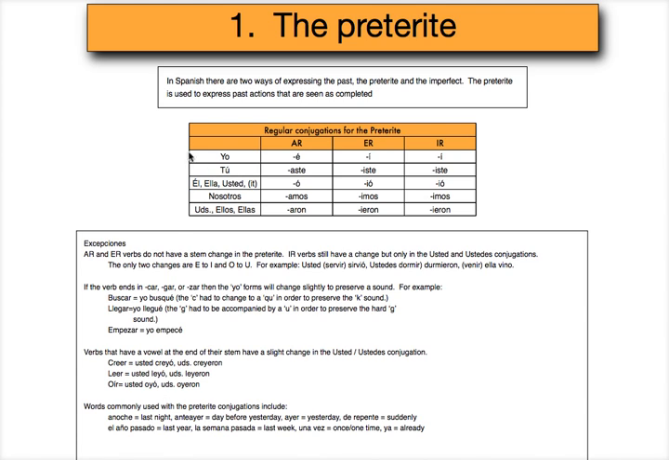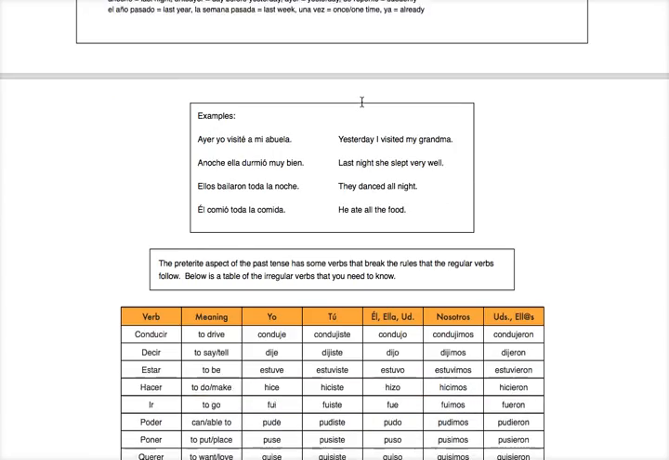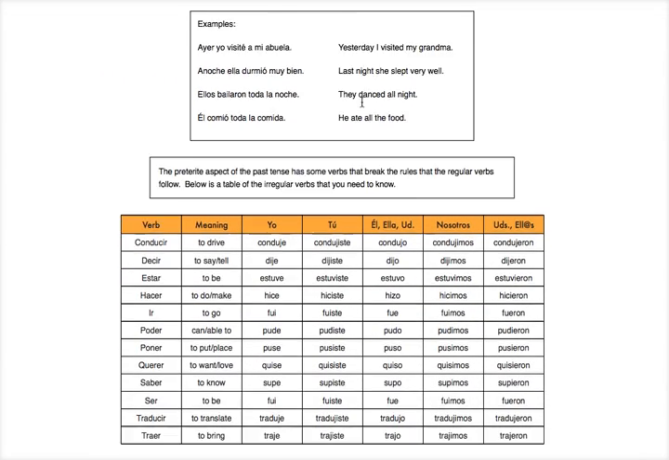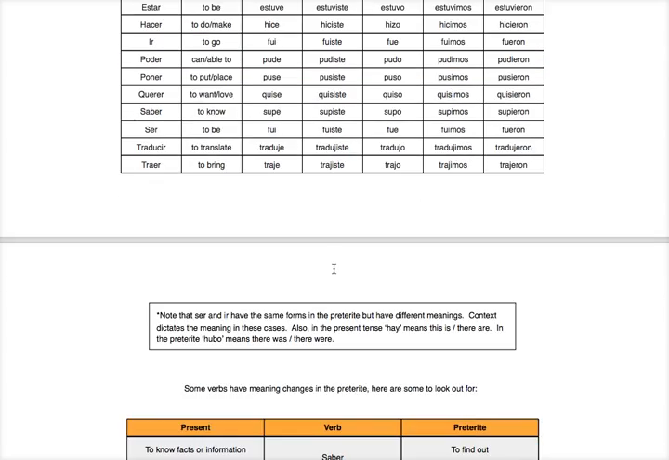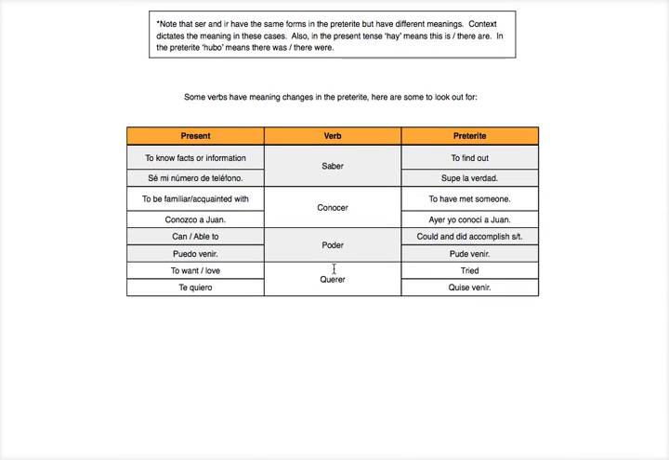All right, and so the preterite, you can review that, but used to express past actions that are seen as completed. There are some examples there. We have a few irregulars to watch out for. Good to know these. Some of these are high frequency words in the past or in the preterite. A couple of words to watch out for that have a change in meaning in the preterite. Study those.